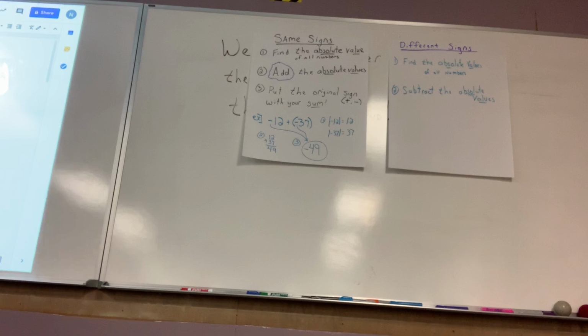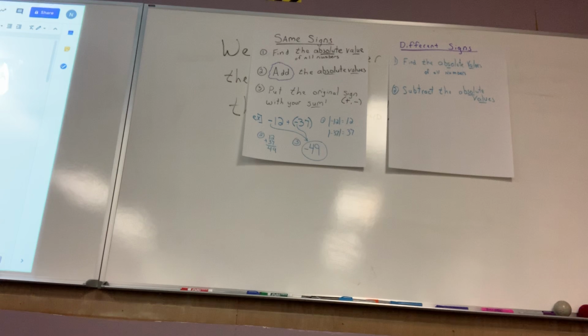Okay, close. Lainey? Because 8 is greater than the 5, so it's basically just like 8 minus 5. Okay, so the larger absolute value. You're saying 8's bigger, I heard that, than 5, but we're talking about the absolute value. So the larger absolute value, whatever its original sign was, that will be the sign of our answer.